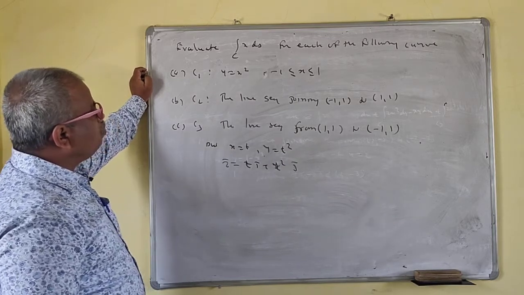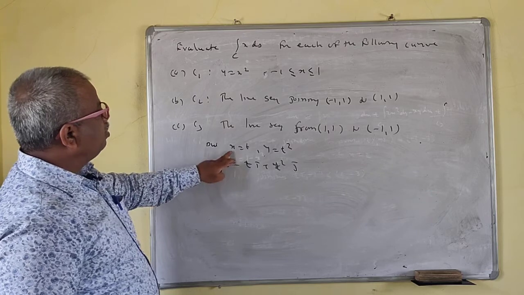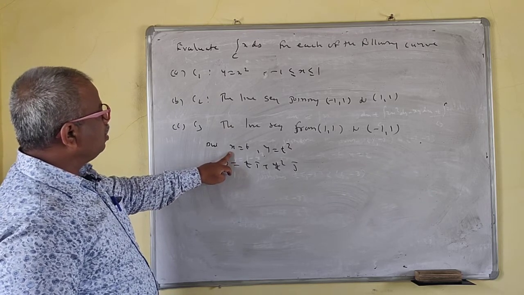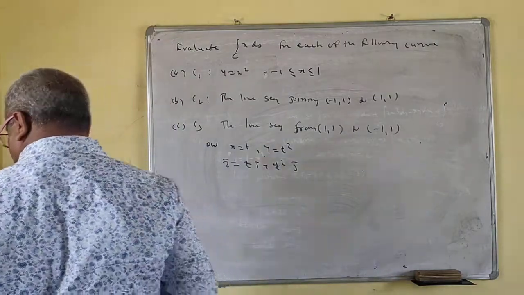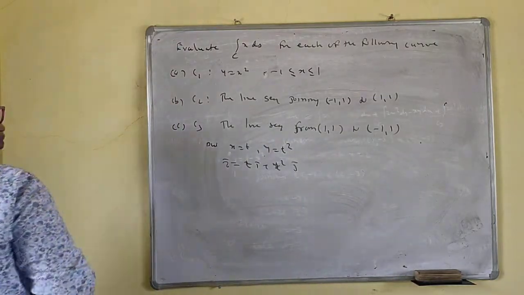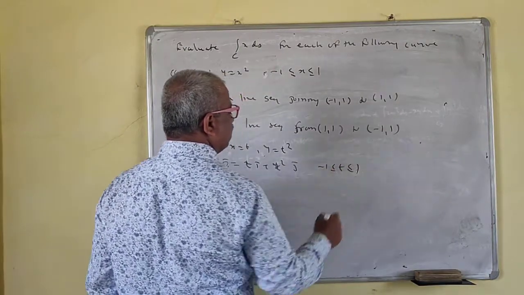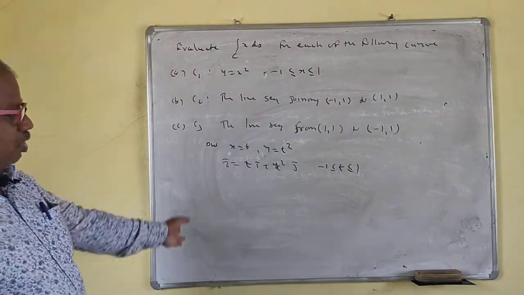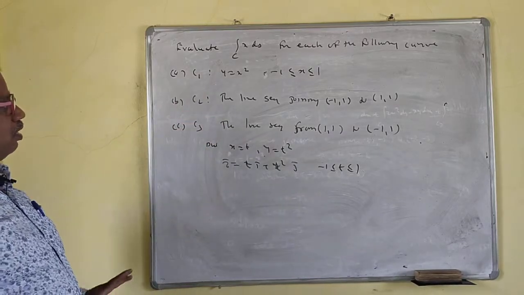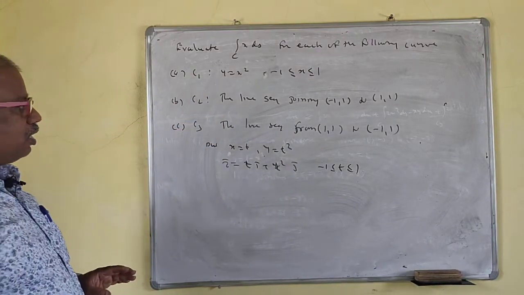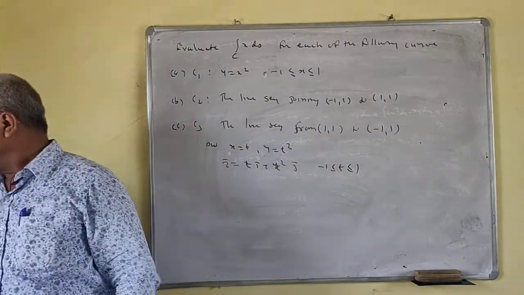X is minus 1 to 1 now. When x is minus 1, your t is minus 1. When x is 1, your t is 1. So your range of t is minus 1 to 1, minus 1 less than or equal to t less than or equal to 1. Now you can do this for the first one. The second and third are not difficult for you. I hope that you can do this one. So now we will stop here. Thank you.